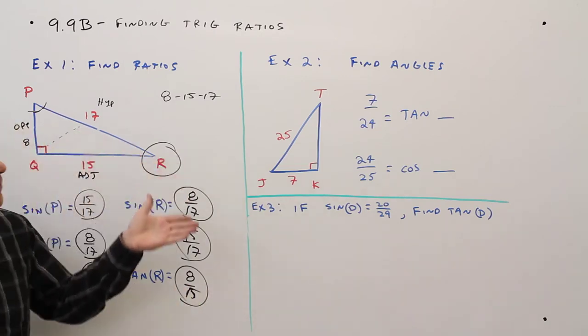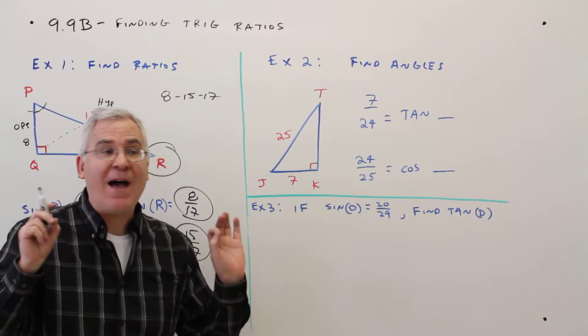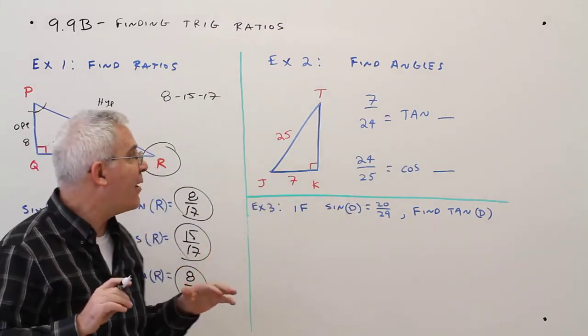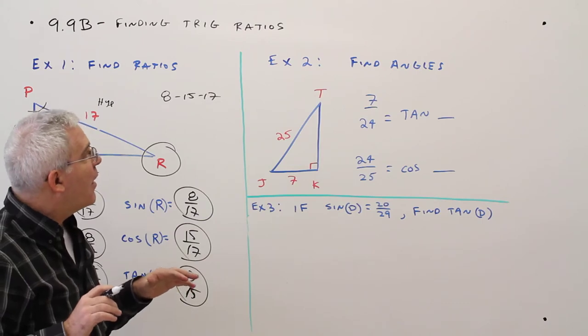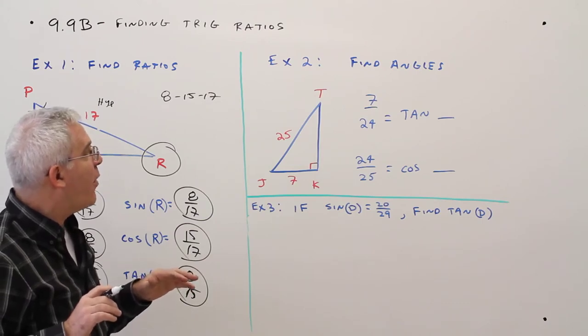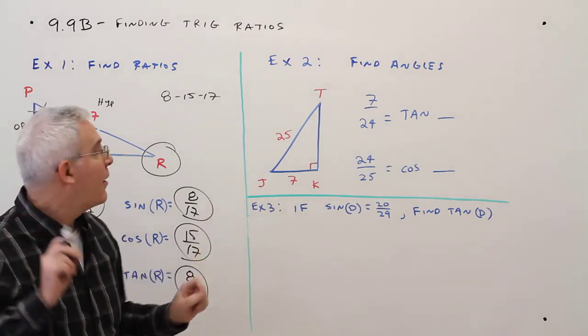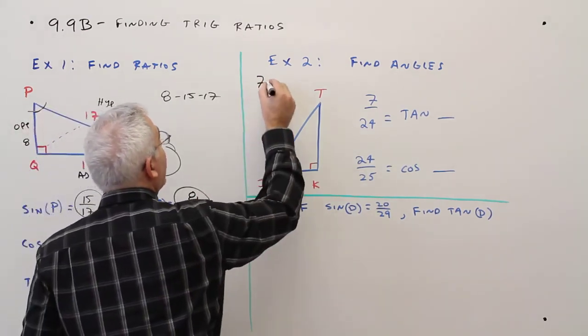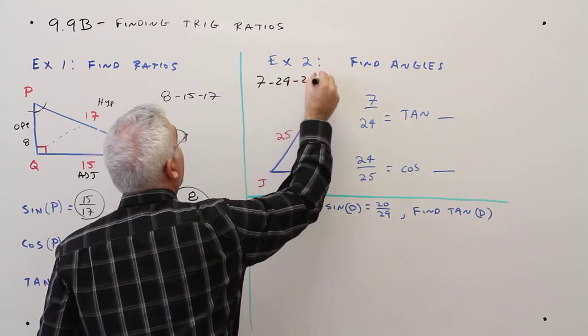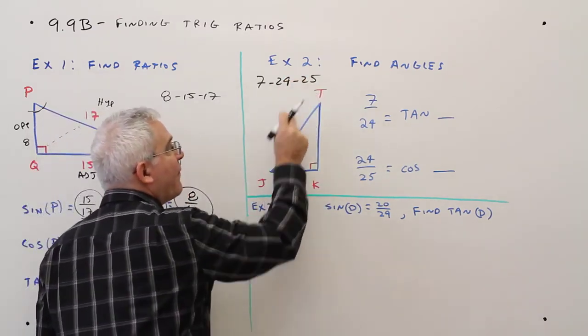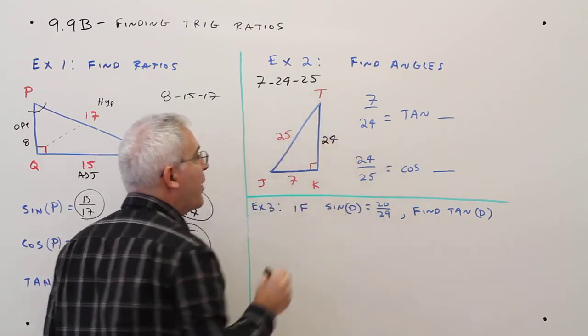Okay, example 2. Now what we're going to try to do is find angles that make these ratios happen. Slightly different. So, 7 over 24 equals a tangent of, well, I don't even see a 24 there, but I do recall the 7, 24, 25 Pythagorean triple. So again, remember 25 is the largest, so 24 would be there.